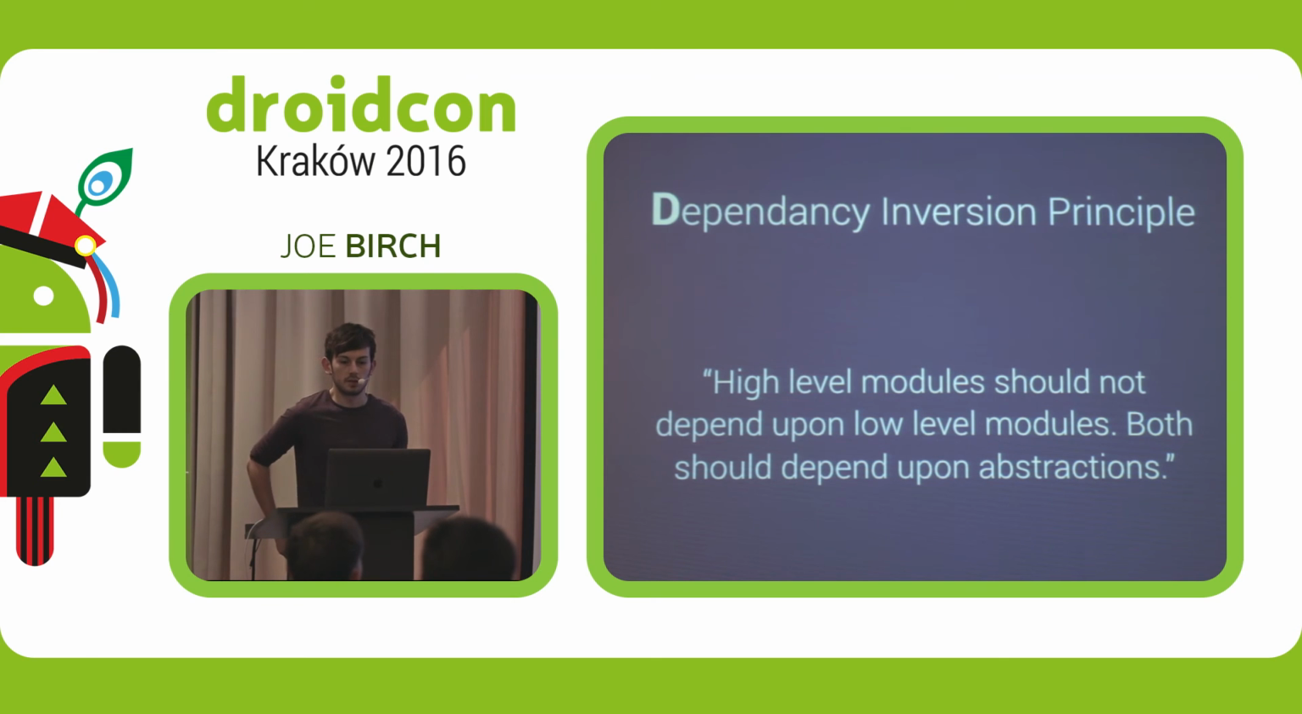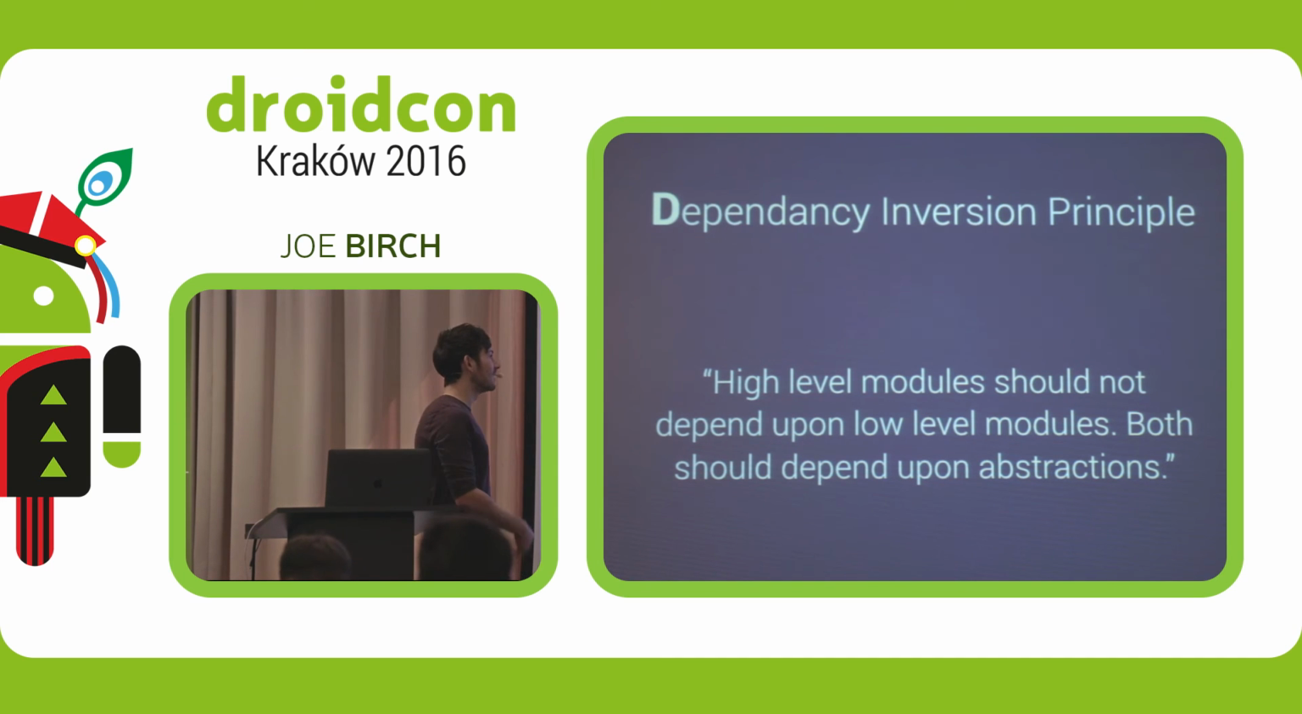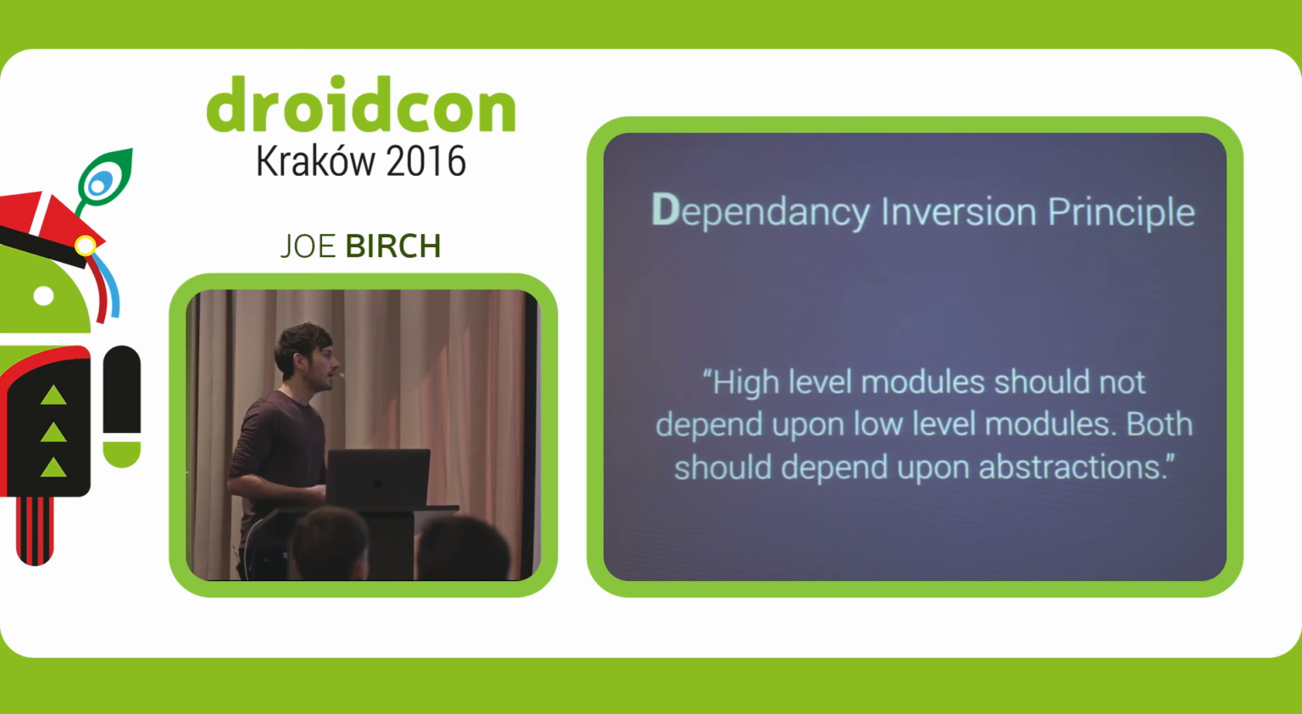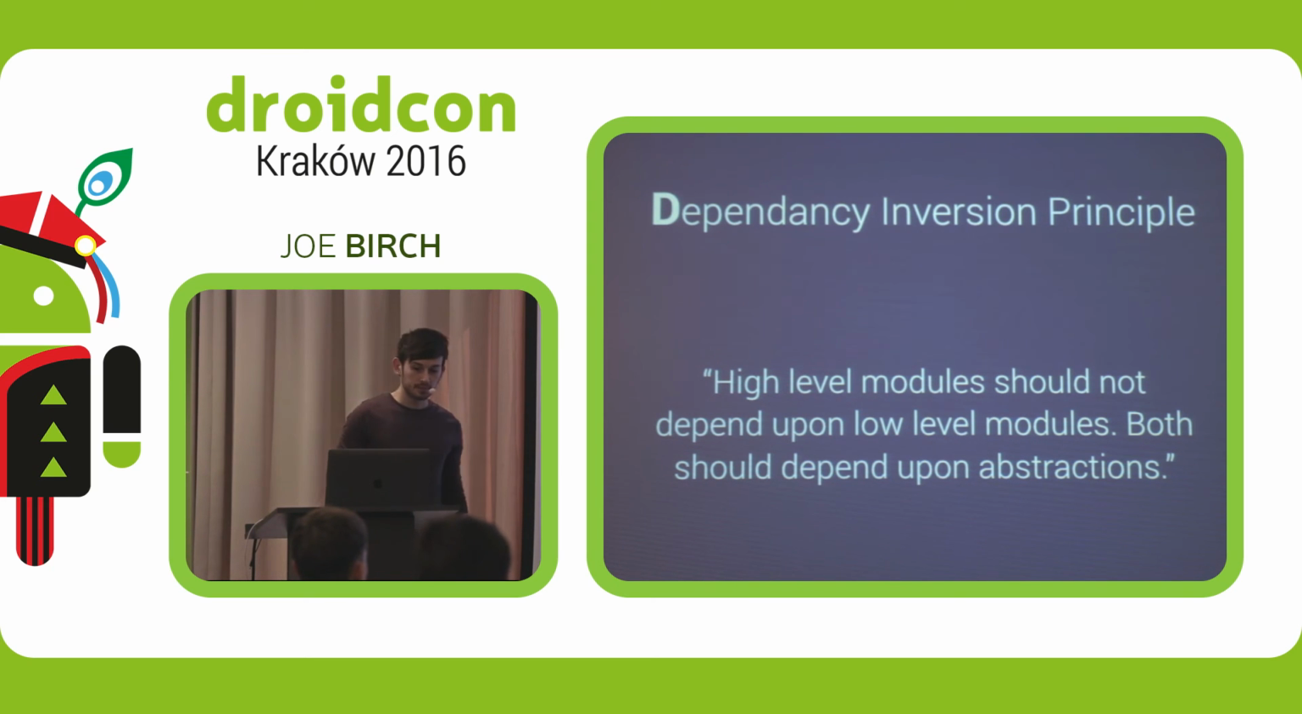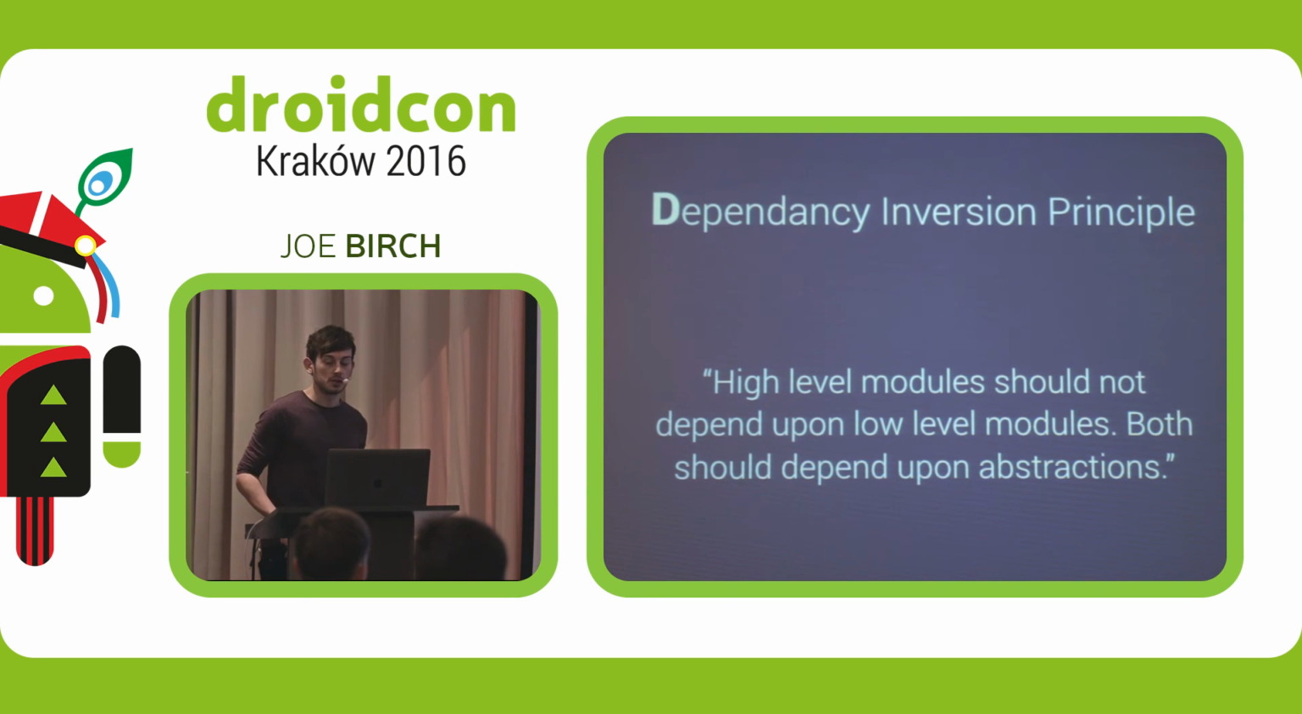Cool. So this is the last one. It's the dependency inversion principle. Again, this is a bit of a mouthful, but it basically says that high-level modules should not depend upon low-level modules. Both should depend on abstractions. So again, we're going back to this idea of abstractions. To me, this is basically what SOLID is about: you want to rely on abstractions rather than concretions, because it's more flexible.